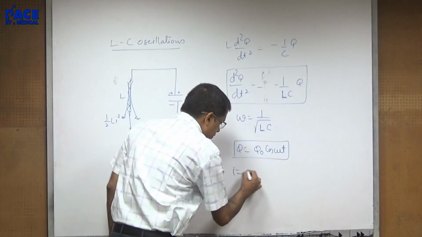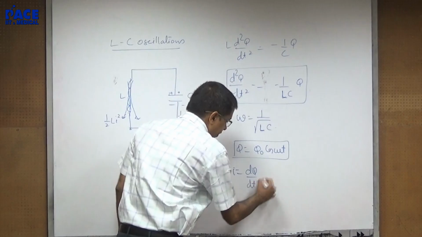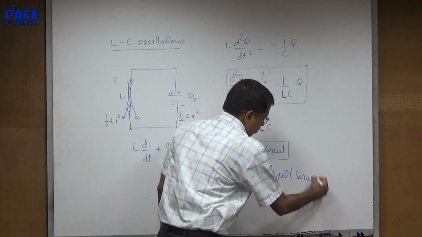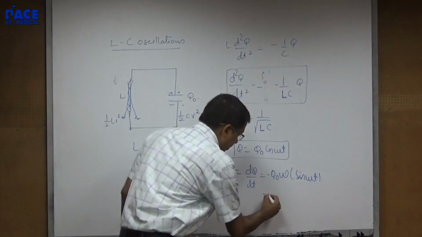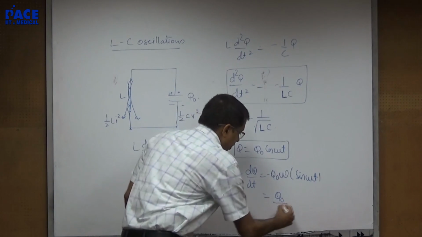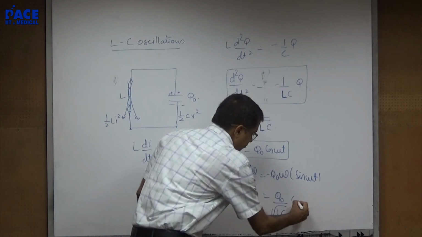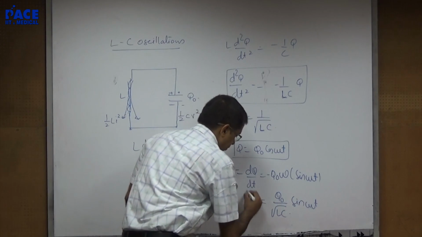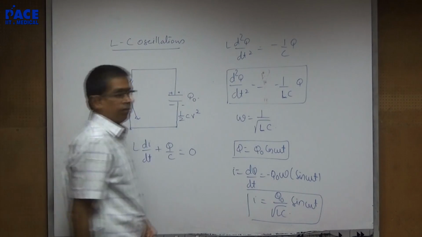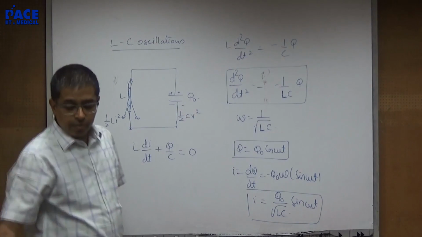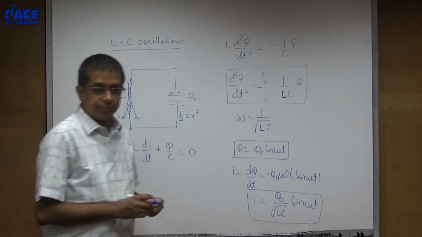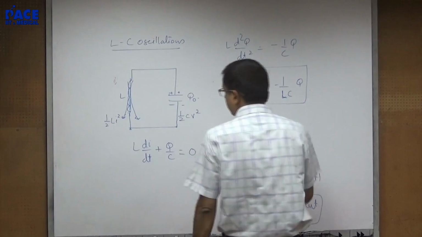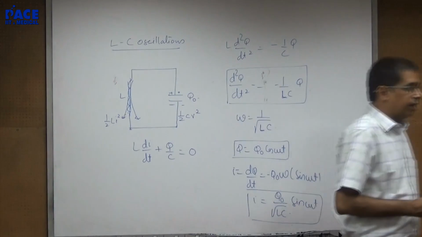What will I be equal to? dq by dt. Q naught omega sin of omega t, obviously with a negative sign. Q naught omega is Q naught by root LC sin of omega t. At time t equal to 0, Q is maximum. At time t equal to t by 2, I will do the comparison, take it down till here.